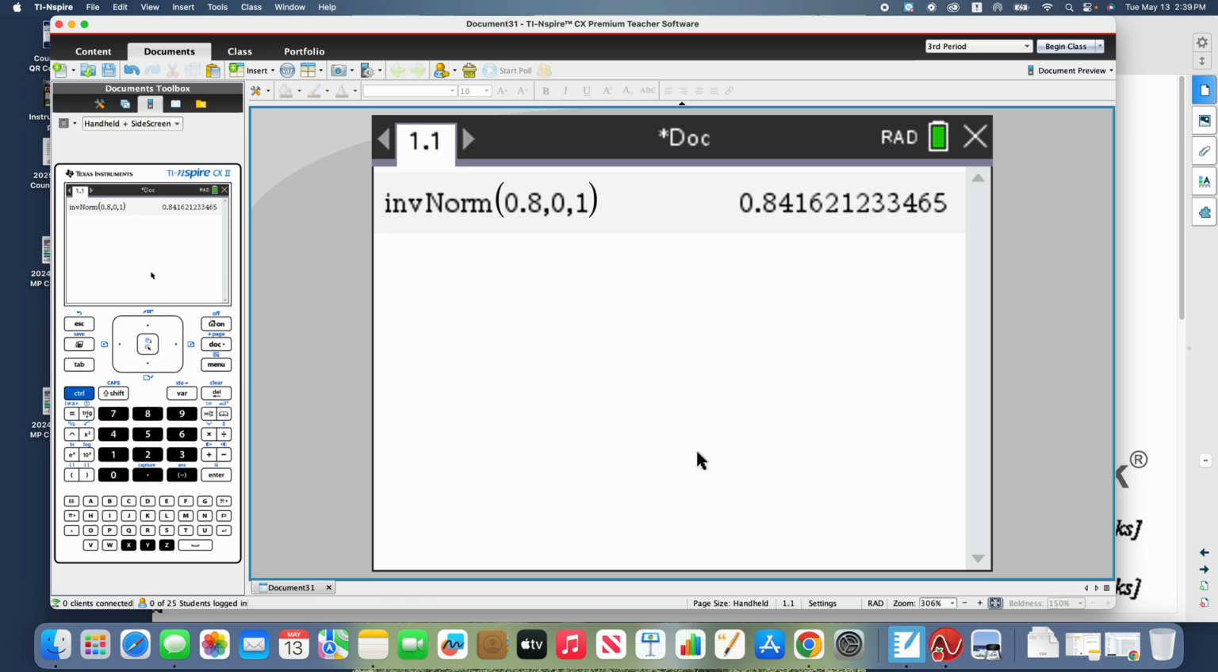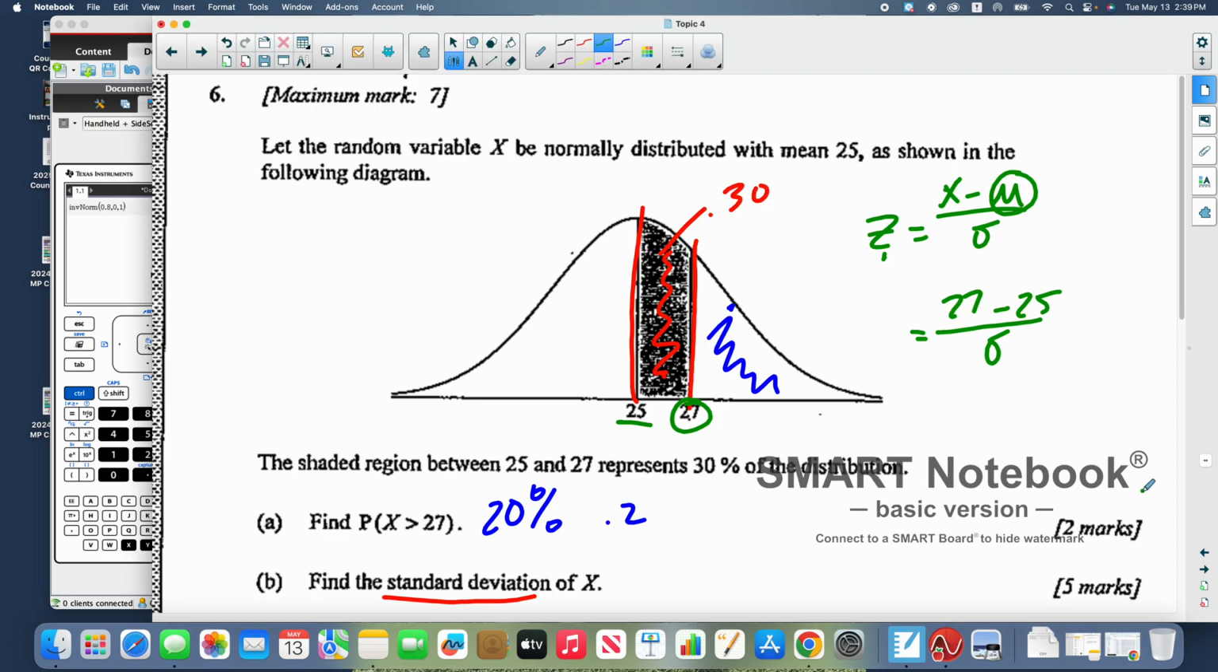So I'm gonna go put that in my formula, excuse me. Yep. So 0.8416. Now if you were gonna solve this, I'd multiply by the standard deviation. This is 2. So essentially what we're gonna do is take 2 and divide it by the 0.8416 that we have. Okay.